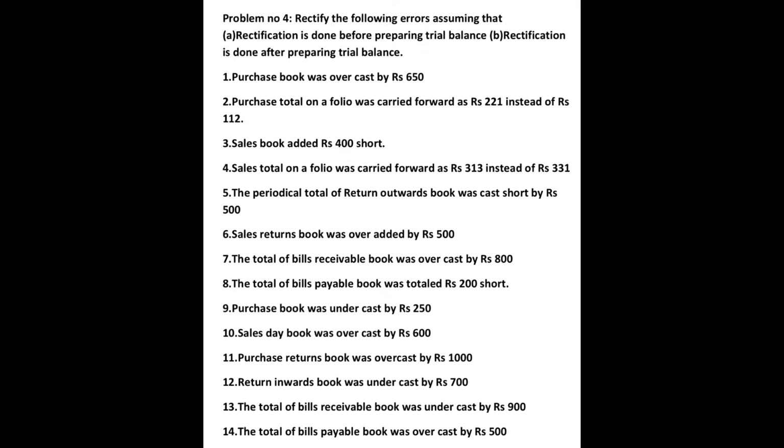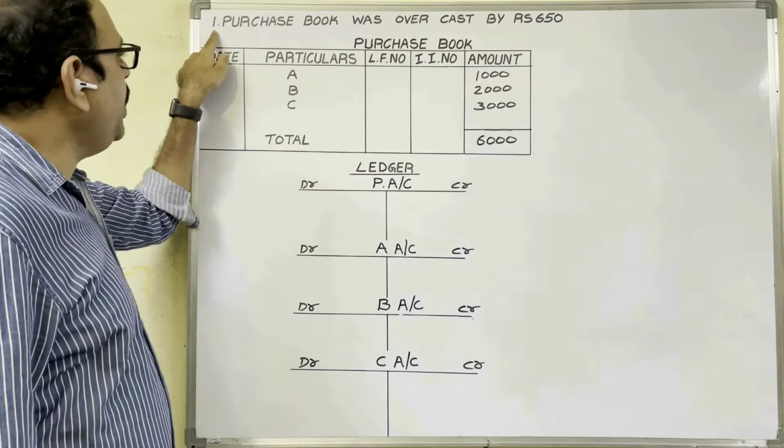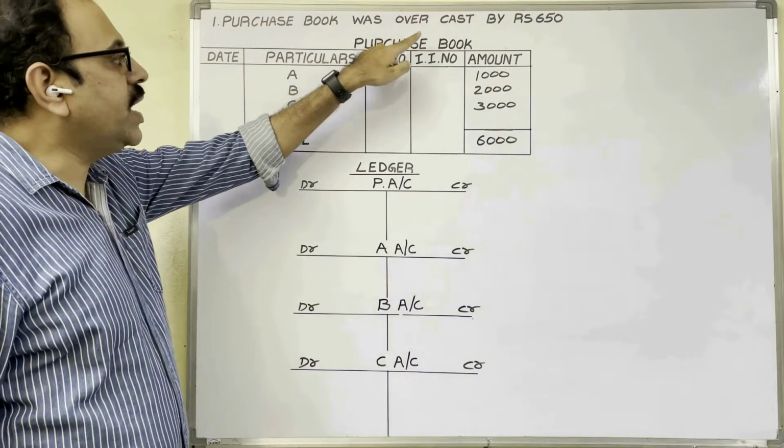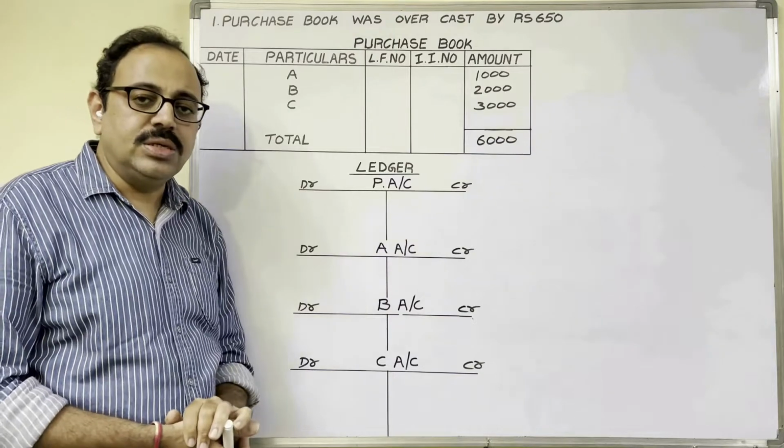13. The total of bills receivable book was undercast by 900 rupees. 14. The total of bills payable book was overcast by 500 rupees. First point, purchase book was overcast by 650 rupees.